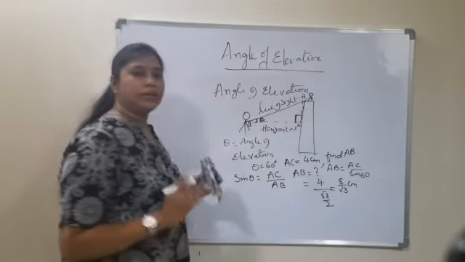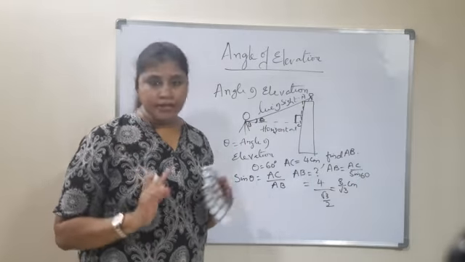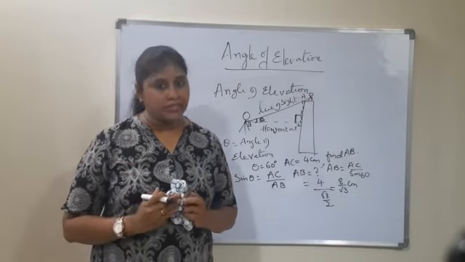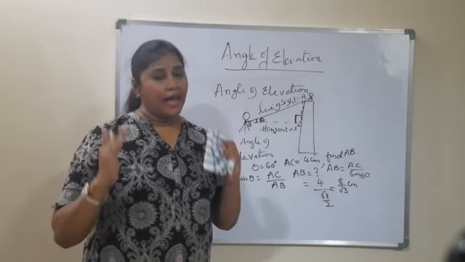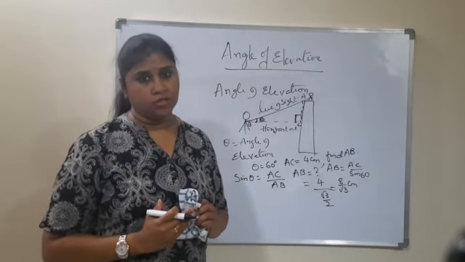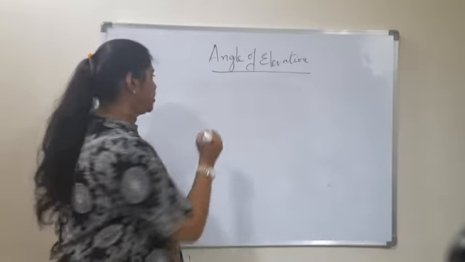So this is how it is very easy for you to actually find out the distances. Got it, guys? What is angle of elevation? Yes, angle of elevation is the angle made by the horizontal and the line of sight when the line of sight is above the horizontal. Okay, guys? Yes. Now we're going to see what is angle of depression.